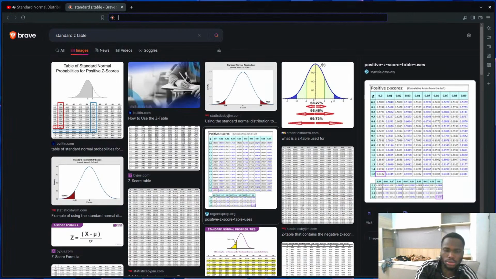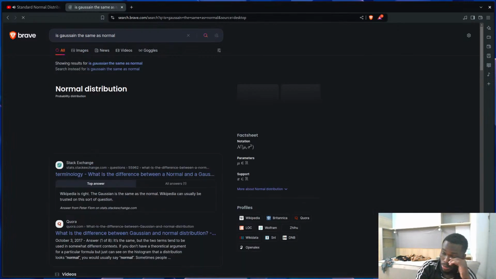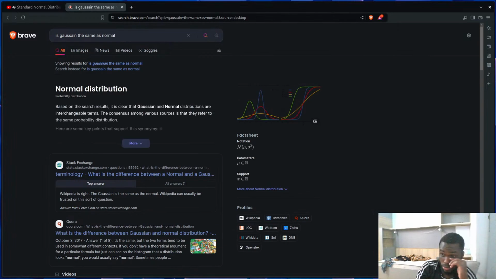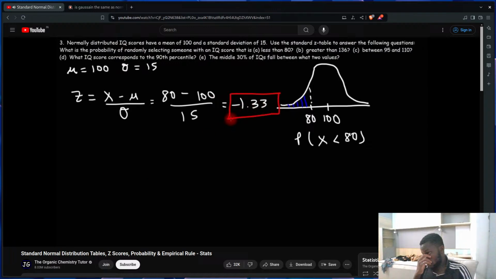So the first thing we need to do is calculate the z-score, and then we could use the z-table to get the area under the curve. So we know that z is going to be x minus the mean divided by the standard deviation. So x is 80, based on this problem. We're trying to find the probability that x is less than 80. The mean is 100, and the standard deviation is 15. So 80 minus 100 is negative 20. Negative 20 divided by 15 is negative 1.33. Now it's negative 1.3 repeated, but we're going to stop it at negative 1.33.